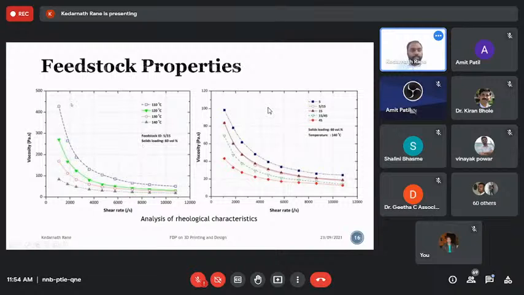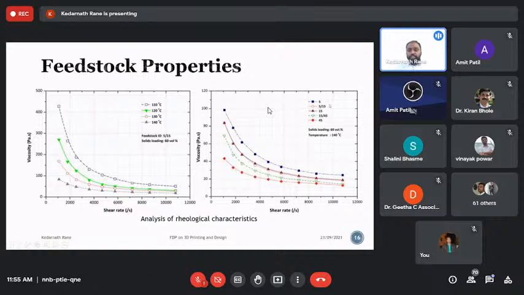And you can see if you have lower temperature, you have higher viscosity. If you have higher temperature, you have lower viscosity. Again, when you see the x-axis, higher shear rate means very low viscosity, again favorable. So it is a typical shear thinning behavior. All polymers and feedstocks show this kind of flow mechanism.